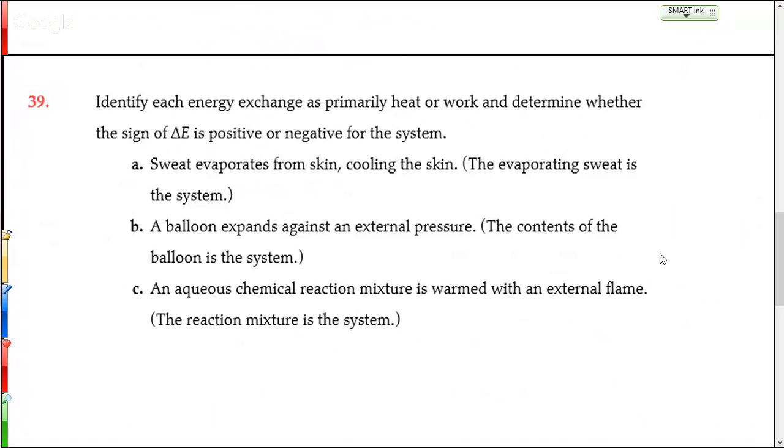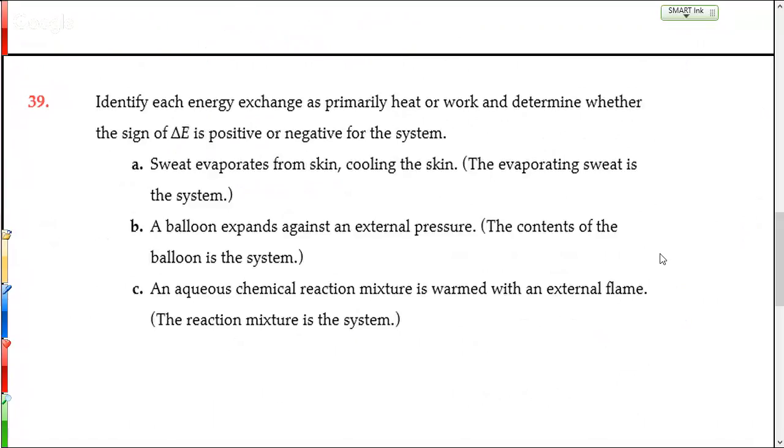Why? This one's a tricky one, and it's not super applicable to us, but it's actually that the contents of the balloon are doing the work. If we think about the balloon as the shell of it, then yes, that's being pushed on, but it's the contents that are actually doing the work. So that would make this a negative energy change.